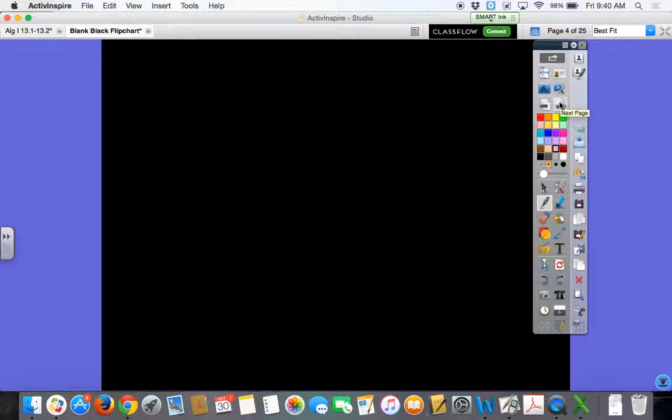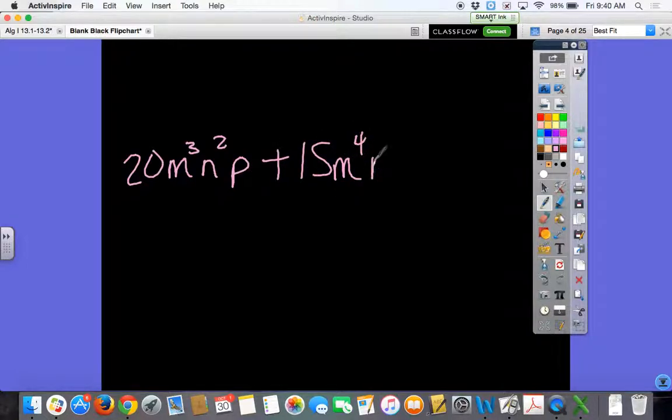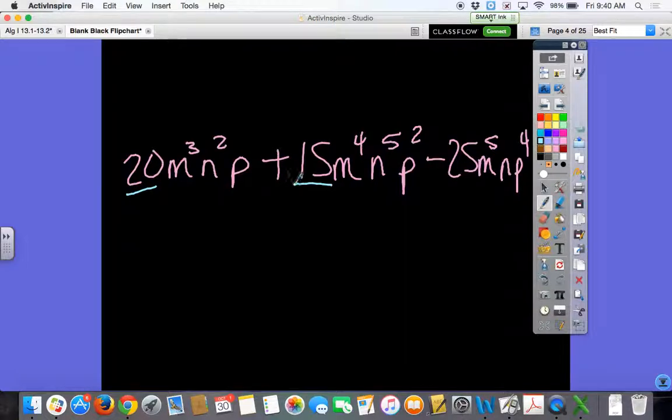As I was saying, the really big ones look intimidating, but in all honesty, I really think they're easier. Let's just make up one and see what we can do. Okay, so we got this problem. Looks kind of intimidating, but do it step by step. If you check out your coefficients, you have 20, 15, and 25. 5 goes into all of them, so that's part of your common factor.